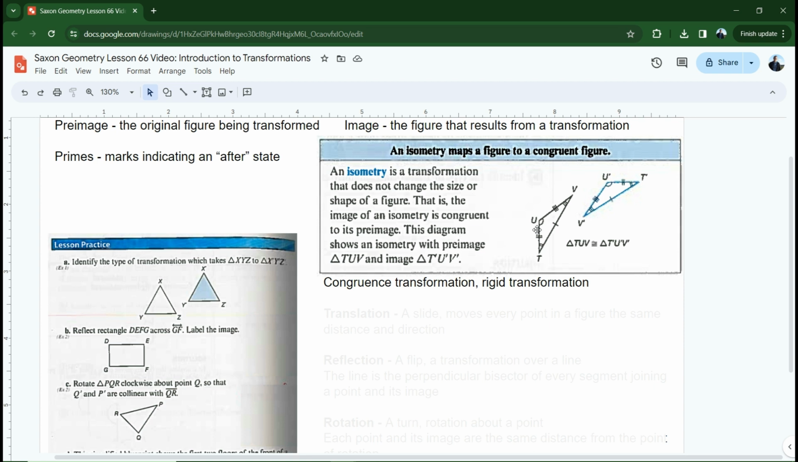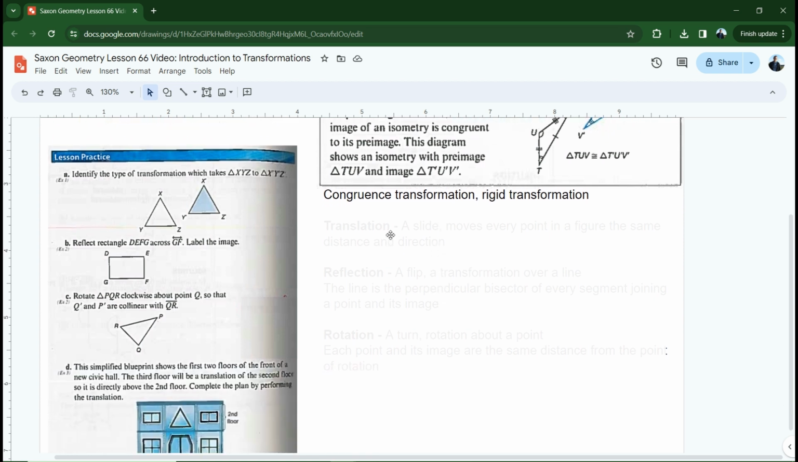I'm not squishing them down, stretching them out, or changing their shape in any way. They're staying the same shape. So that's what rigid transformation emphasizes. All right, let's talk about the three types.